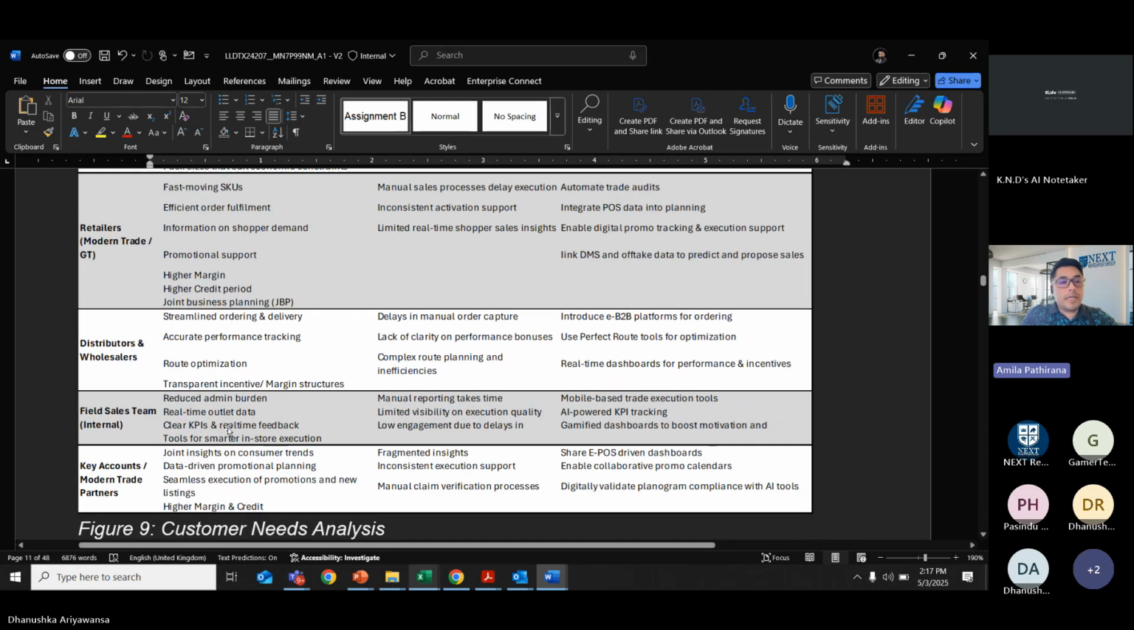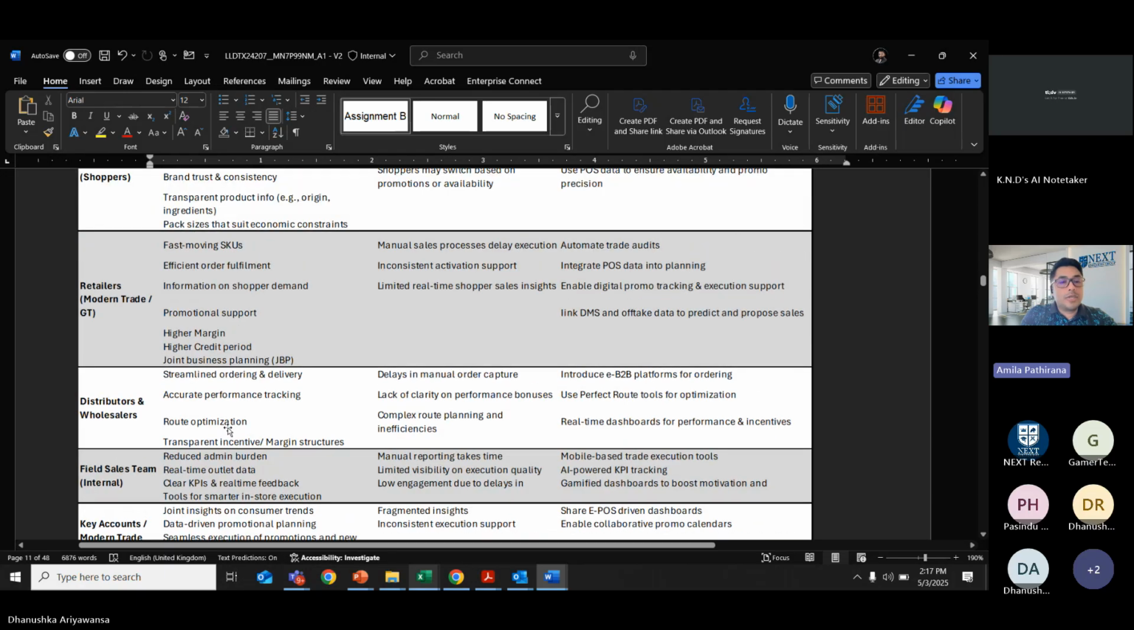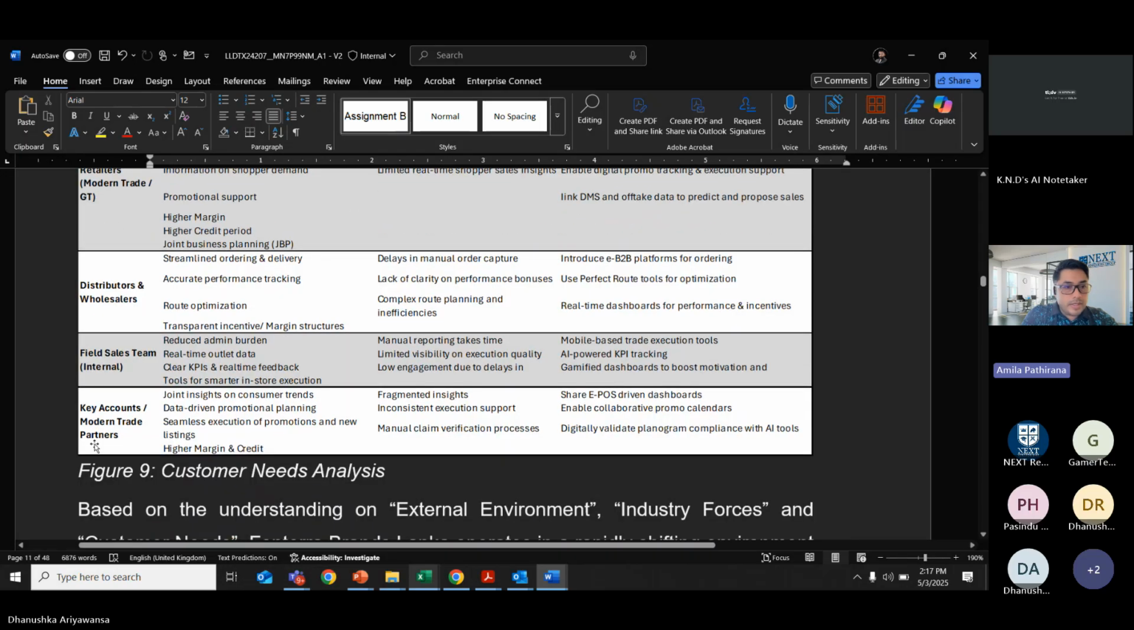So Anushka, I would say couple those three together so that you're showing the key customer segments who are purchasing from you. Then field sales force and key accounts. Sorry, go down a little bit. Field sales force is an internal stakeholder. So you have to think about external stakeholders.